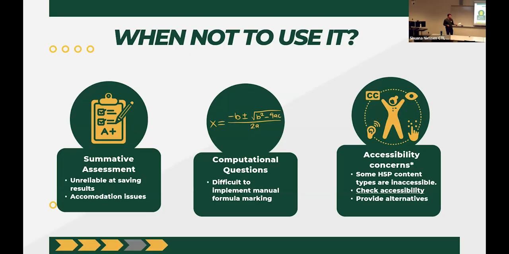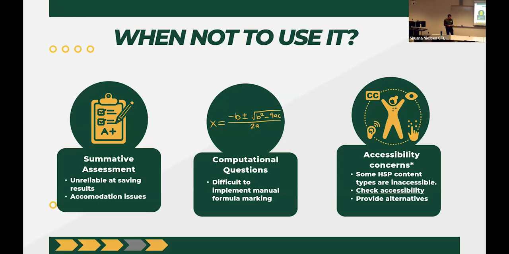The next point is computational questions. I have that example of a formula there. We all know how difficult it can be to even get a formula written out on a computer if you're trying to do it in, say, a Word document. H5P is no different. It's especially difficult when it comes to marking them. In complex computational questions, there are lots of steps and lots of work to show, and it can be difficult to catch all the correct ways of answering and getting to that answer. So for that reason, computational questions aren't the best for H5P.